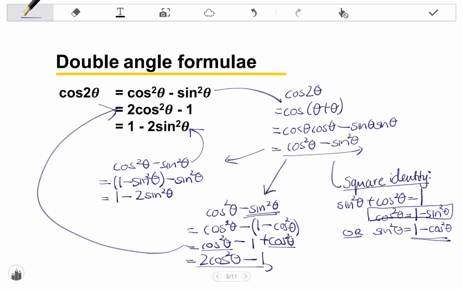Now what we are going to do is look at examples of how to use the double angle formulae. So we can either expand, so that's working from left to right in the formula, or contract, so that's when we work from the right to the left.